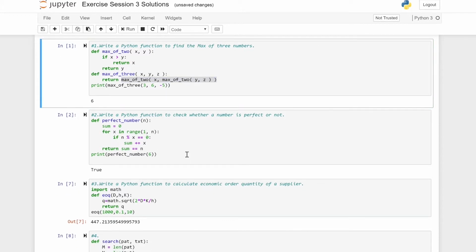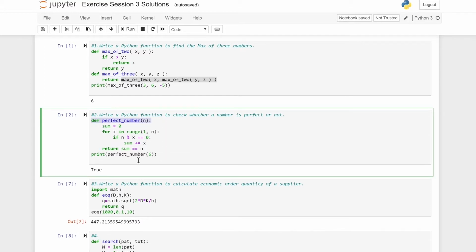Problem 2. Write a Python function to check whether a number is perfect or not. A perfect number means that when you sum all of the factors except for itself, it gives the number. We have a function which is called perfect number, and now I would like to check if 6 is a perfect number or not. We know that 6 is a perfect number, but I would like to be sure I'm writing the code correctly. 6 is a perfect number because the sum of 1 plus 2 plus 3 is equal to 6, and these are the only factors.